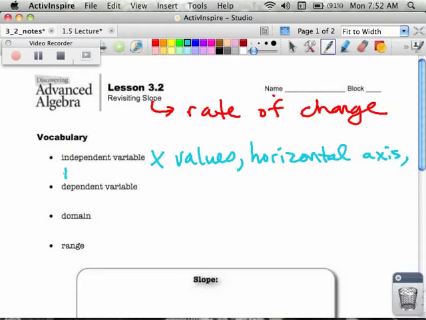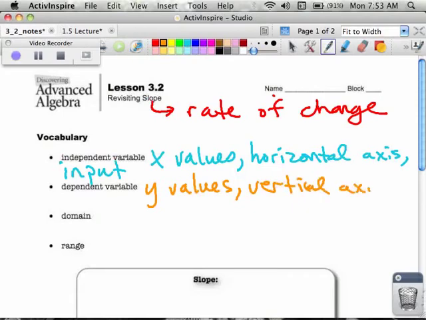The input. The things that you plug in and see what happens. Those are independent variables. Dependent variables are the y values. Generally the vertical axis. And it's our output.